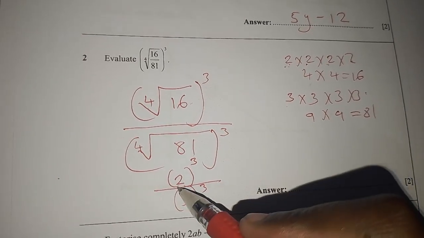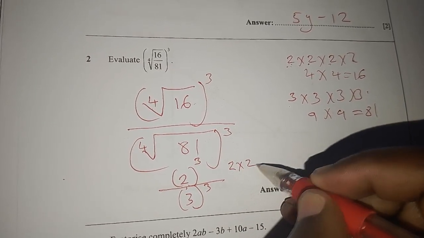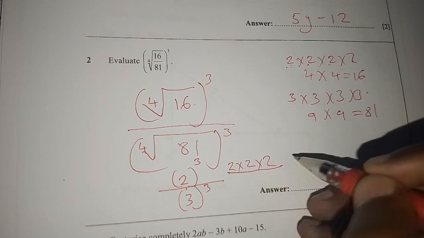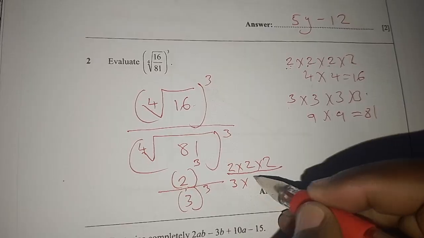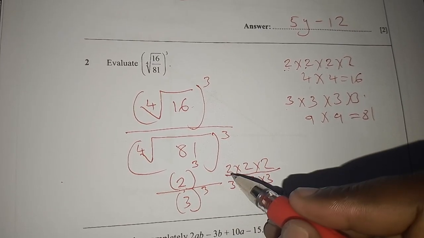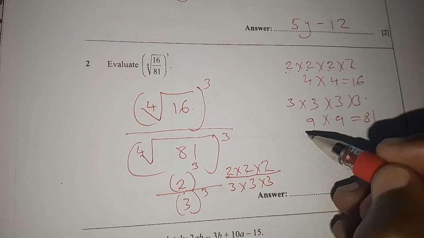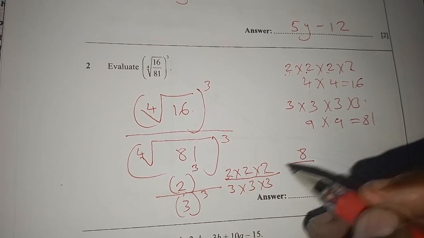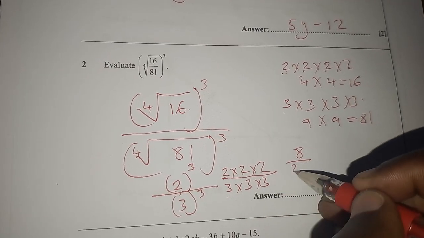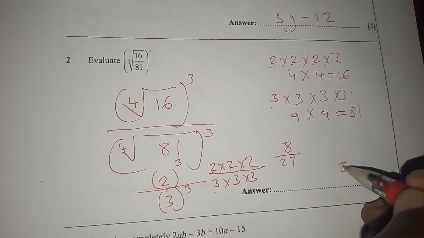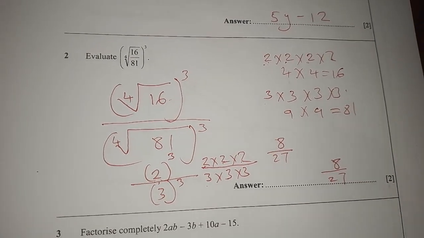Now, what does it mean when you have 2 to the power 3? It means 2 times 2 times 2. Then over. What does it mean when we have 3 to the power 3? It means 3 times 3 times 3. Now, what is 2 times 2? It is 4. Then what is 4 times 2? It is 8. Over. 3 times 3 is 9. What is 9 times 3? 27. And this is your answer, 8 over 27. And you get 2 marks when you do that.